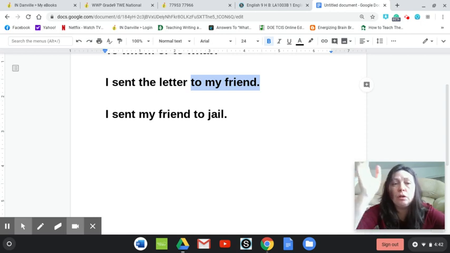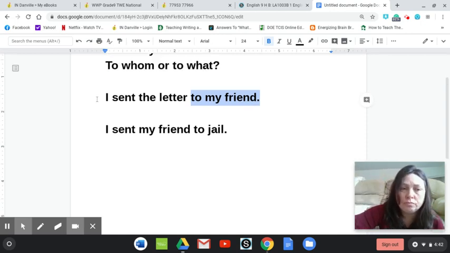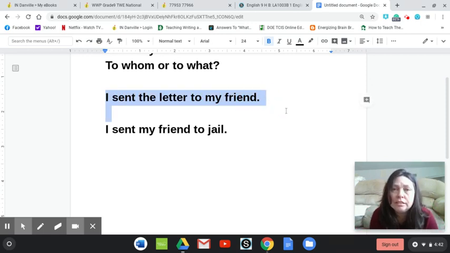All right. So if I asked you in this sentence to tell me what is the indirect object, what should your answer be? Your answer should be there is no indirect object. There is an object of the preposition. There is a direct object of the verb, but there's no indirect object.